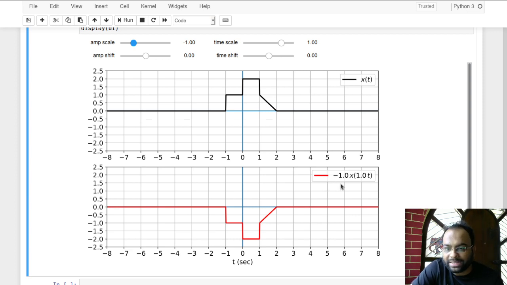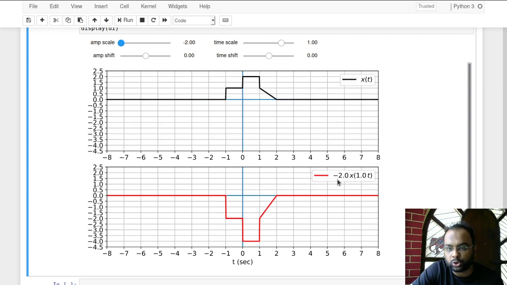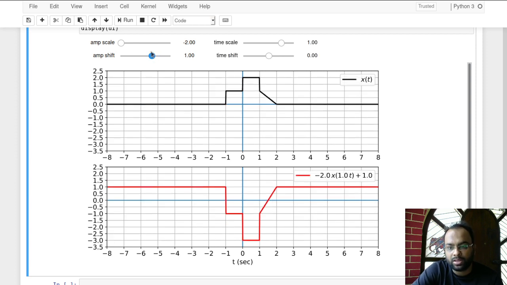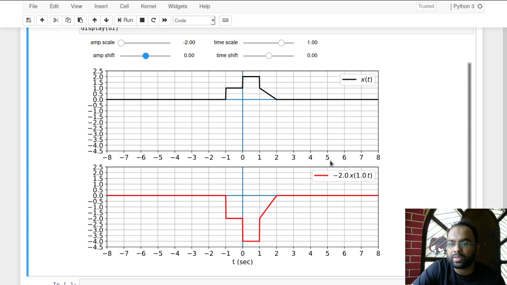Now once I have minus xt, I can make -2xt by simply scaling this up with a value of 2. So now from xt I have -2xt. We already discussed how we got that. And then we have an amplitude shift of +1. So again, let's go back. This is -2xt. We flipped the signal and scaled it up by a value of 2, and now we have to shift the signal up by 1 unit.